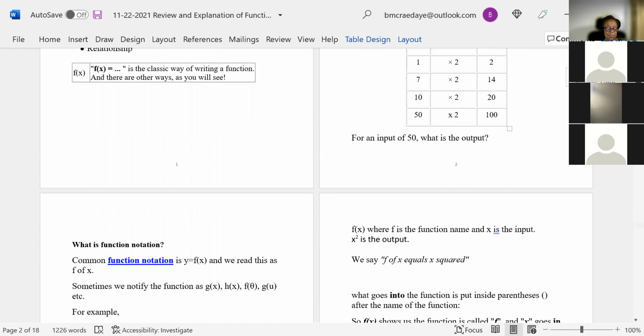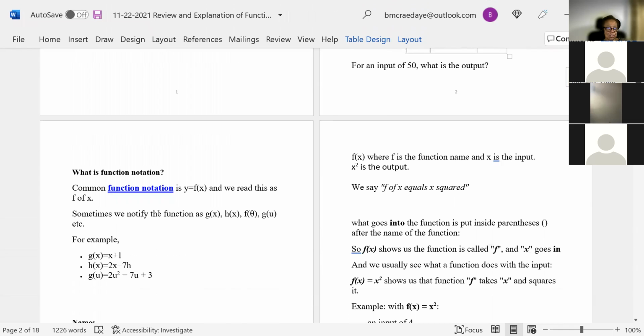Okay. So we say function notation. Function notation is just another way of representing the relationship. y is the output, and that's equal to f of x. We read this as f of x. It could be g of x, h of x, f of theta, g of u. And all these make up functions.